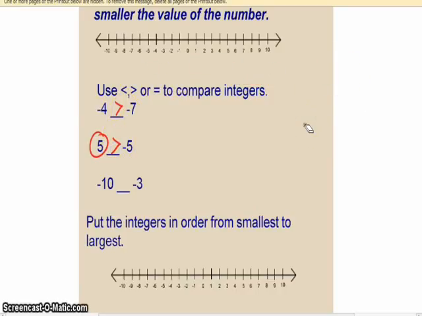And what about negative 10 and negative 3? Which one of those do you think is bigger? Well, negative 3 is here, negative 10 is here, and that's just like the example I gave with owing money. So negative 3 is actually the bigger number, and negative 10 is the smaller, so put a less than symbol.